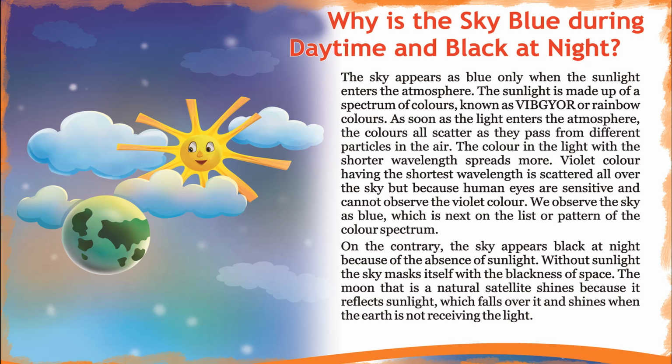Violet color, having the shortest wavelength, is scattered all over the sky. But because human eyes are not very sensitive to the violet color, we observe the sky as blue, which is next on the list or pattern of the color spectrum. On the contrary, the sky appears black at night because of the absence of sunlight. Without sunlight, the sky masks itself with the blackness of space. The moon, that is a natural satellite, shines because it reflects sunlight, which falls over it and shines when the earth is not receiving the light.